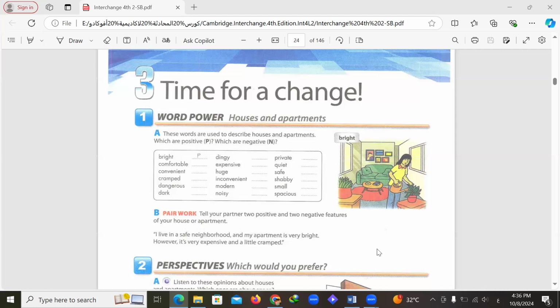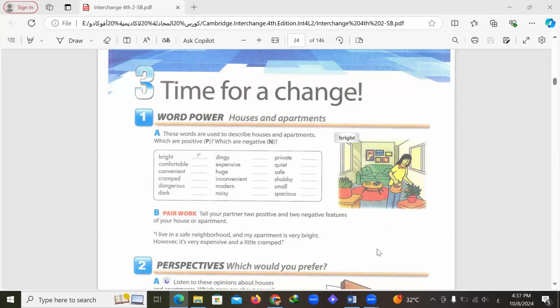Noisy. Oh, it's negative. Noisy means a lot of noise. If you live in a place full of noise all the time, it will be inconvenient, so it's a negative adjective. Private. Yeah, privacy is very important to me. Private means I feel free to have my privacy. I feel free to do what I like to do. Okay?